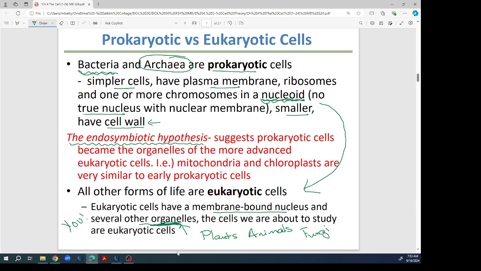And so examples of these kinds of organelles in eukaryotic cells would be the mighty mitochondria, the powerhouse of the cell, if you will, and the chloroplast. That's the organelle that carries out photosynthesis. Now, the evidence that these two organelles are more like early prokaryotic cells is that they actually have their own nucleic acids. And so they have their own DNA in them.